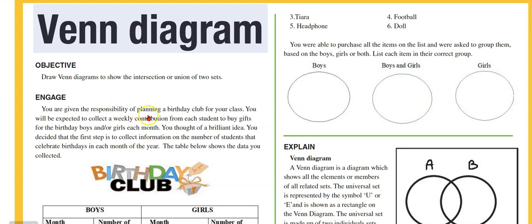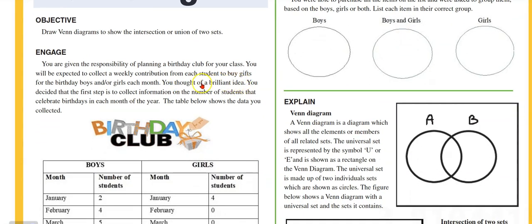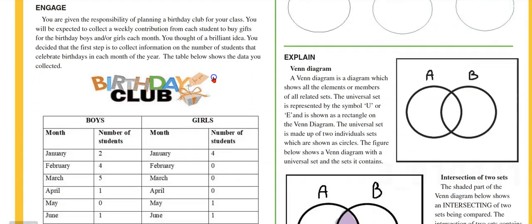You are given the responsibility of planning a birthday club for your class. You will be expected to collect a weekly contribution from each student to buy gifts for the boys and/or girls each month. You thought of a brilliant idea. You decided that the first step is to collect the information on the number of students that celebrate birthdays in each month of the year. The table below shows the data you collected.